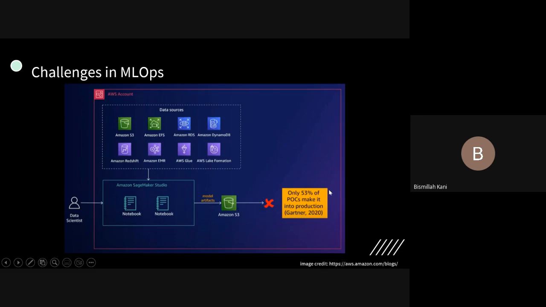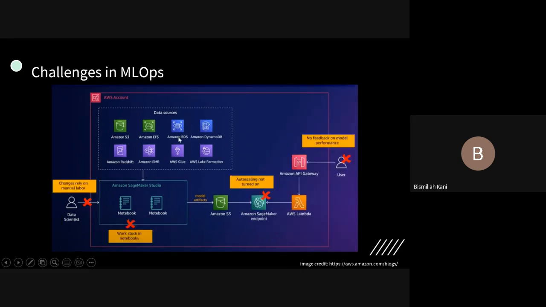That's it. The Gartner report predicts that 53% of these POCs don't make it into production. They just end up in your Jupyter notebooks and don't progress much after that. Now, let's say you have trained your models, right? You have your final model to be deployed.